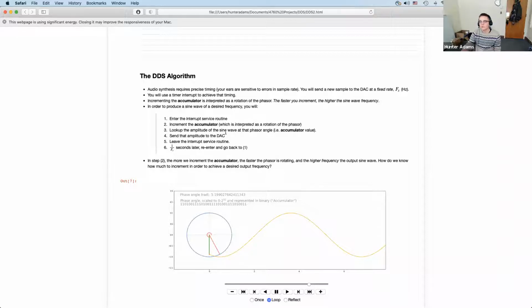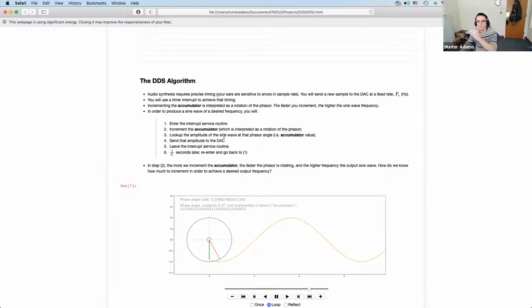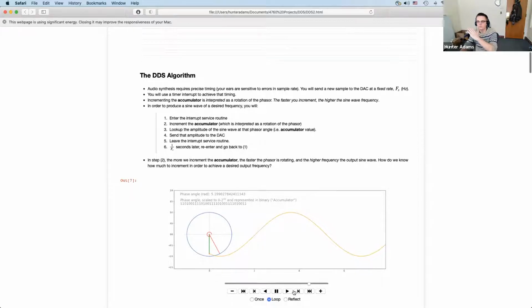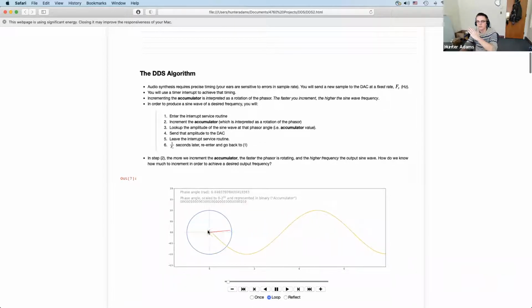You look up the amplitude of the sine wave at that phasor angle. So in the example code, we have that sine table, right, which we use to go get sine amplitudes. So we enter the interrupt service routine. We rotate that phasor a little bit by adding a small amount to the accumulator variable. And then we go look up the amplitude of the sine wave at that angle. The angle I'm talking about is this angle here.